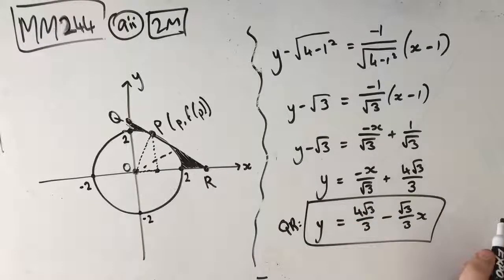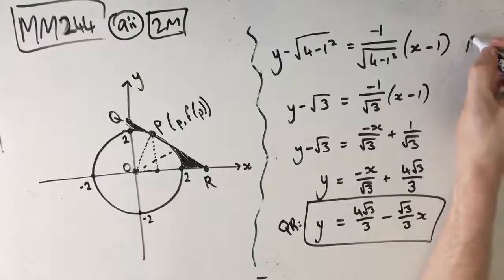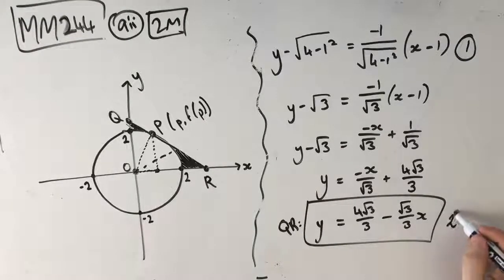when p equals 1. Okay, so our first mark comes when we recognize the equation formula and we sub this in, and then our second mark comes when we actually find the equation and write that as our final answer. So guys, that's it for part AII. Let's move on to part AIII.